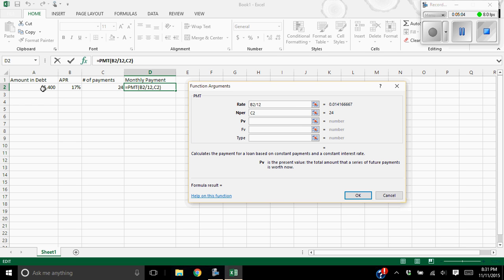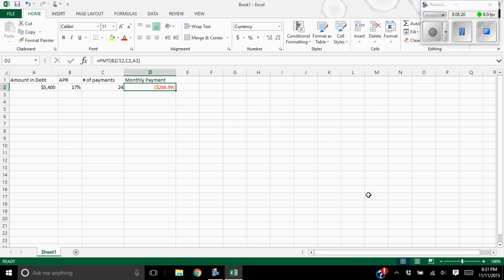So this is your amount in debt, which would be your A2. So you can click there. And FV and type are other things that you could utilize in this program, but we're not going to use them for this example here. But when we click OK, then we should get a number of $266.99.